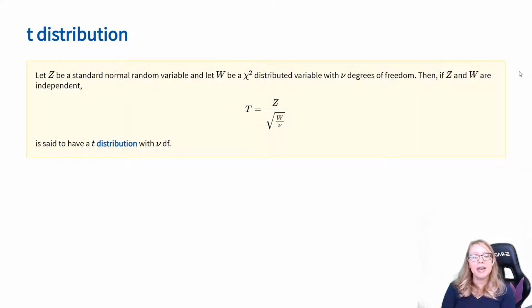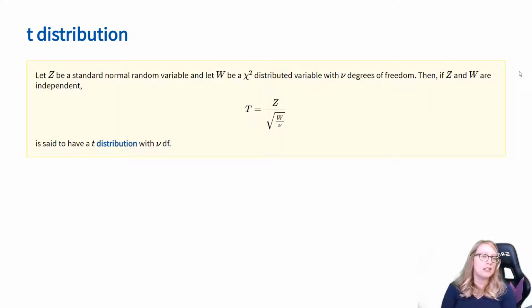Now let's take a look at another one of the constructed distributions, the t distribution. So let z be a standard normal random variable, and let w be a chi-squared random variable with nu degrees of freedom. So if I calculate this quantity, my standard normal z divided by the square root of a chi-square over its degrees of freedom, w over nu, this follows a t distribution.